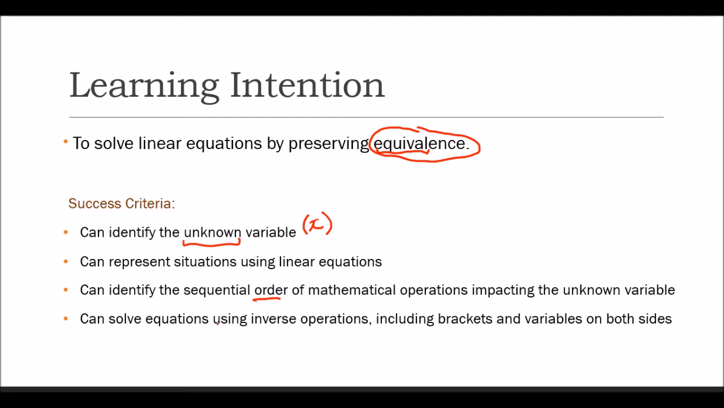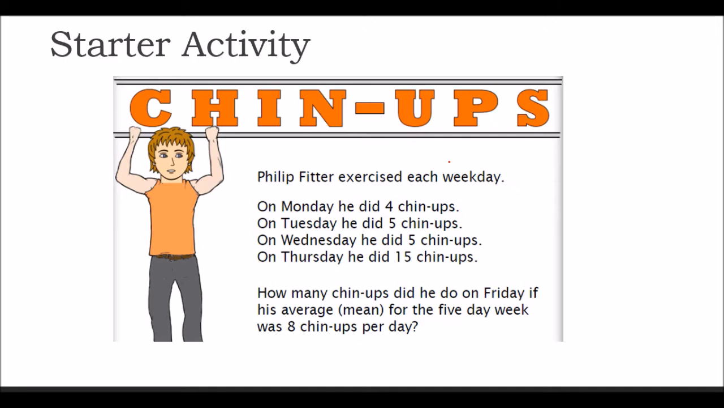So there's a step-by-step process that you need to follow to solve an equation, and you can solve an equation using some of the techniques and little tricks that we use to find the unknown variables, such as inverse operations, brackets and expanding them, and also variables on both sides. So having unknown variables on both sides of the equation. Normally when you see the word equation or equivalence, there's an equal sign involved. All right. So as a starter activity, let's look at this.